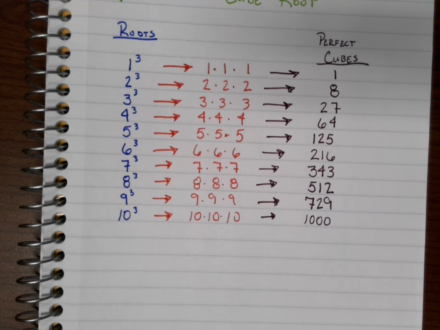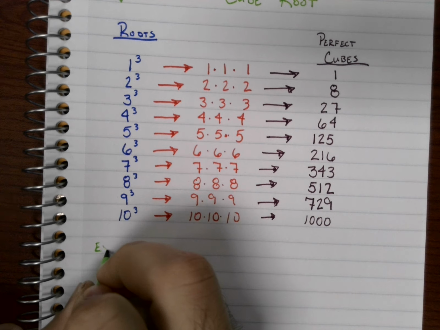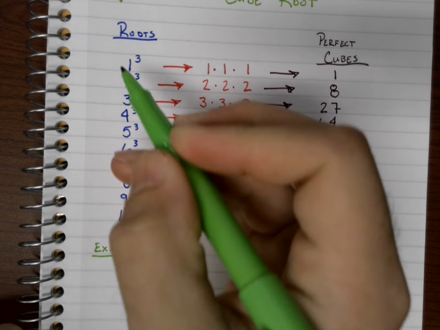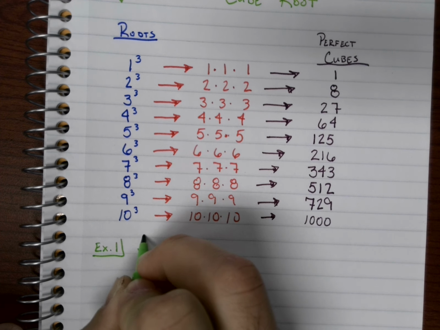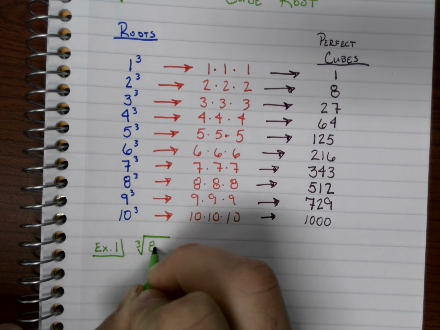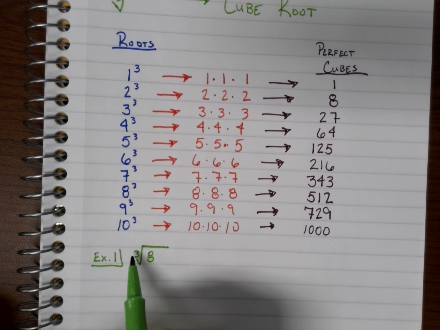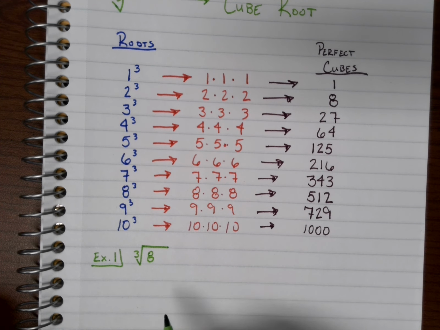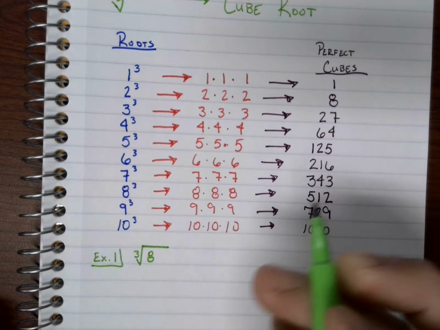So let's look at our first example on how this would look. Let's say we ask for the cube root of 8. This is a cube root, so that's asking what number times itself 3 times will give me this number. 8 is a perfect cube. I know if I work it backwards, my answer is 2.